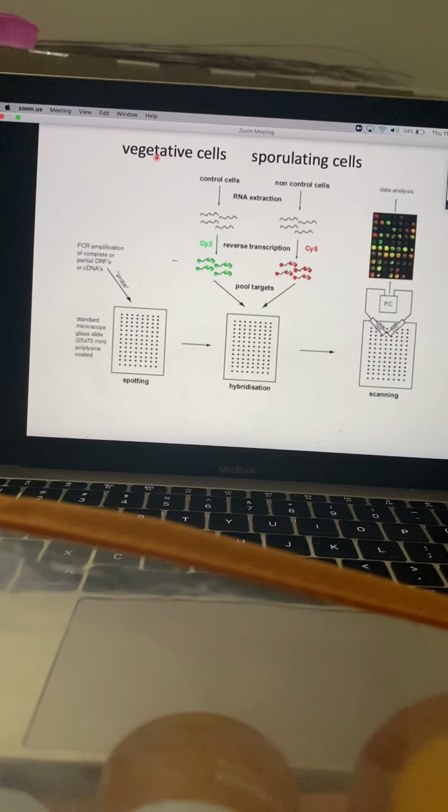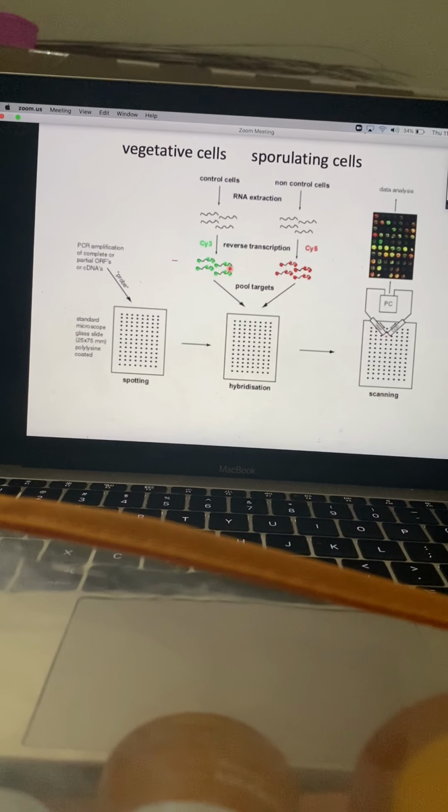Now you have vegetative cells, that means yeast growing in the rich medium, and you extract the RNA, and you label this DNA with a green fluorescent dye, Cy3, during the process of reverse transcription. So what does that mean? You convert this RNA to DNA using reverse transcriptase. This is an enzyme that can copy RNA into DNA. And this comes from viruses, animal viruses.